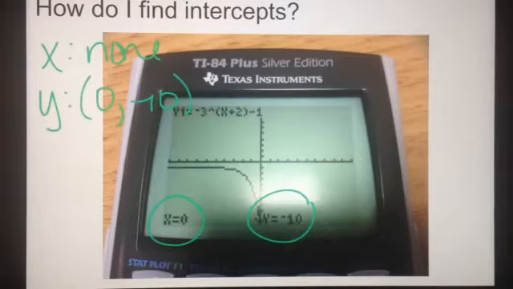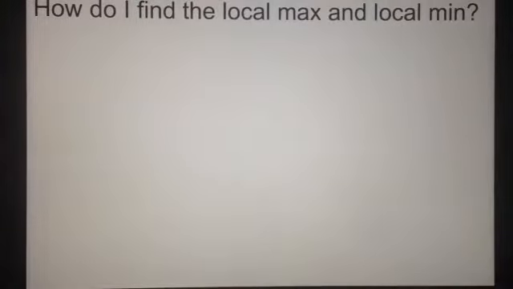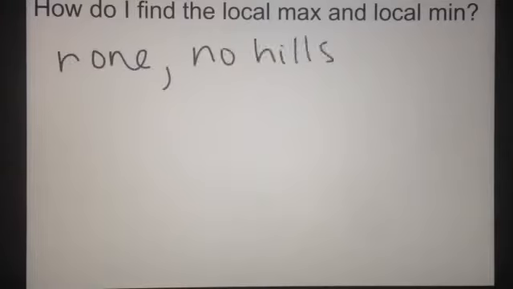And just like normal, make sure when you answer those that you write the answer as a coordinate, an x and a y, not just the x value or the y value, always as a point. And then last, it asks about the local max and the local min, and the answer is there aren't any because there are no hills and valleys. Sorry, none, no hills or valleys.